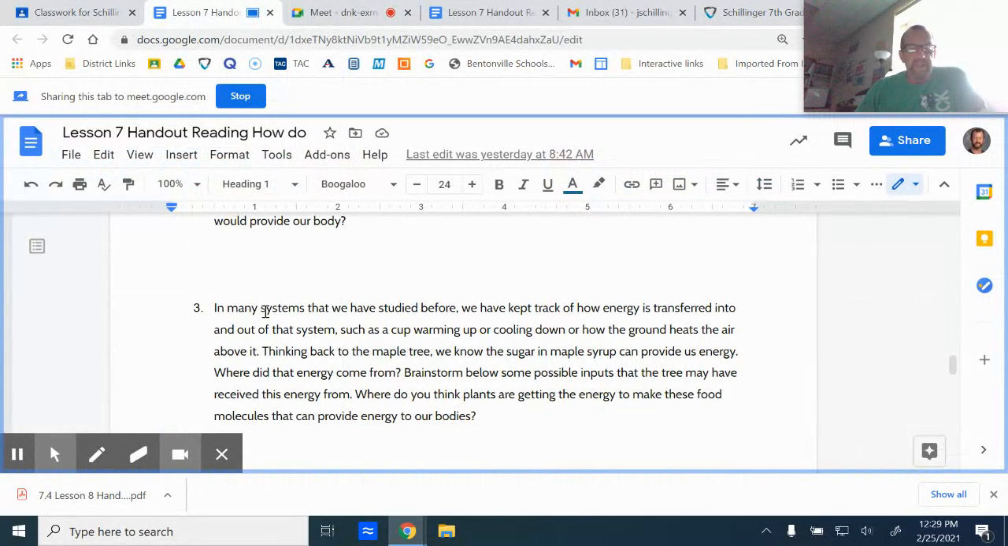Okay, the next question. Again, there's a little bit of stuff here that we really don't need. It says, in many systems that we have studied before, we have kept track of how energy is transferred in and out of a system, such as cups warming up or cooling down, or how the ground heats the air above. Okay, I don't really care about any of that first part. But starting right here, it says, thinking back to the maple tree, we know that sugar in the maple tree can provide us energy. Where did this energy come from?